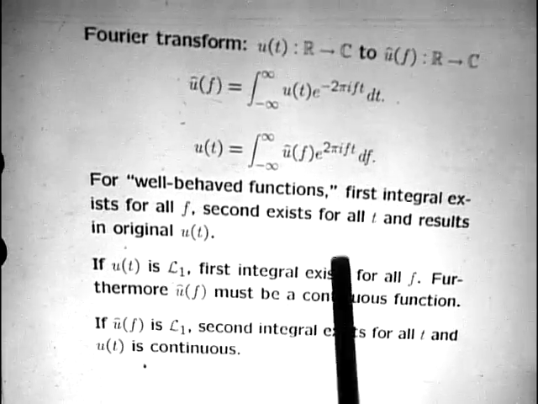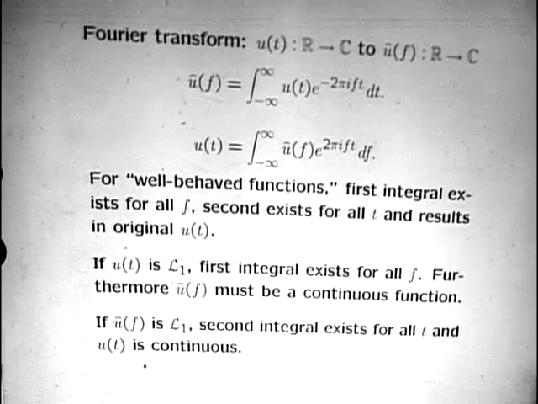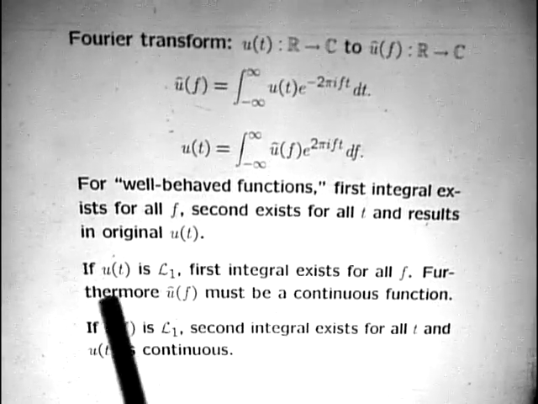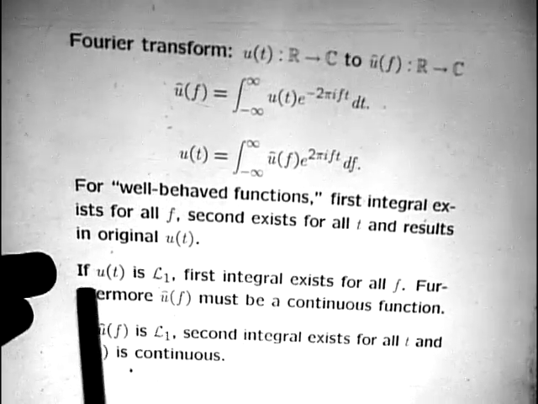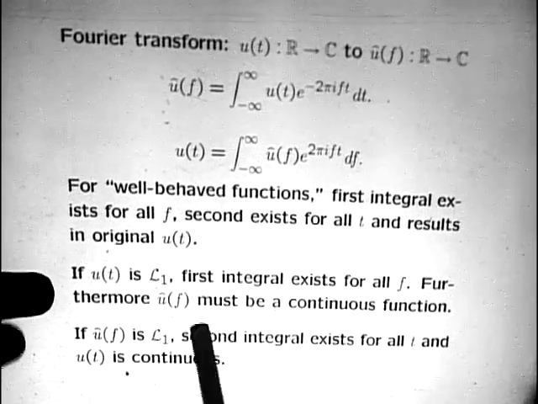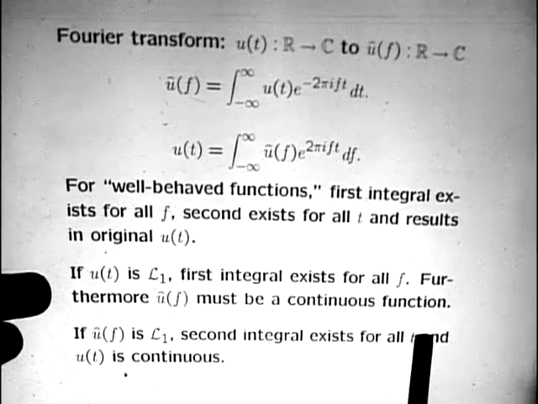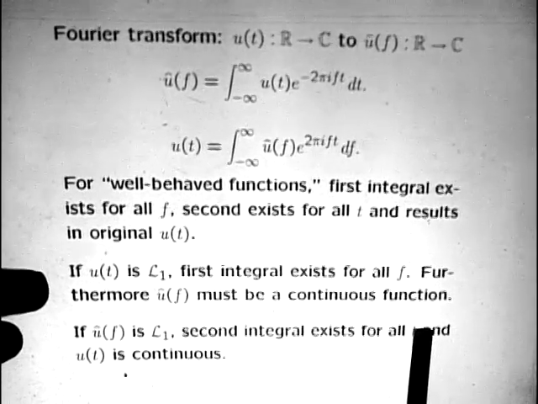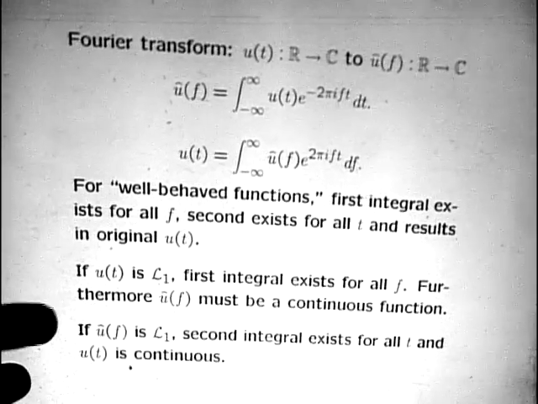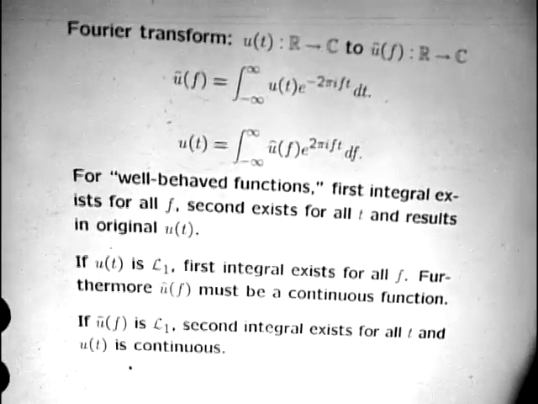Okay, so for a well-behaved function, the first integral exists for all f, the second exists for all t, and results in the original u of t. But then, more specifically, if u of t is L1, the first integral exists for all f, and it's a continuous function. It's also a bounded function, as we'll see in a little bit. If u hat of f is L1, the second integral exists for all t, and u of t is continuous.